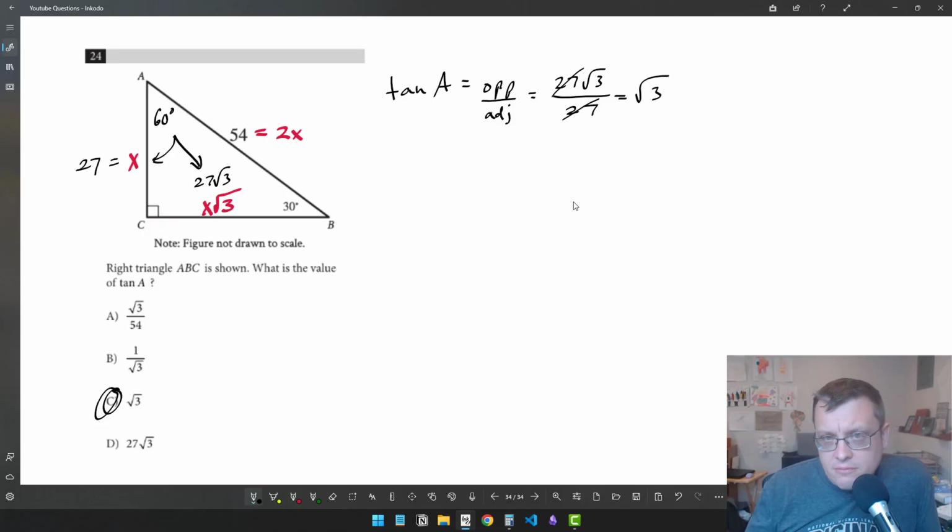So again, calculator is totally fine here, but recognizing 30, 60, 90s and being able to then find the missing sides is quite a valuable skill, especially on harder geometry questions involving triangles and especially equilateral triangles. So just make sure you have that in your back pocket. In this case, though, the answer is C.